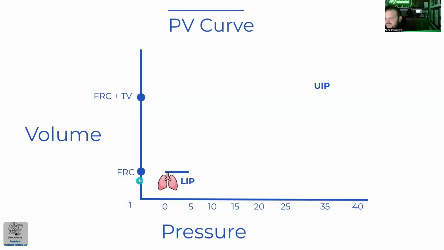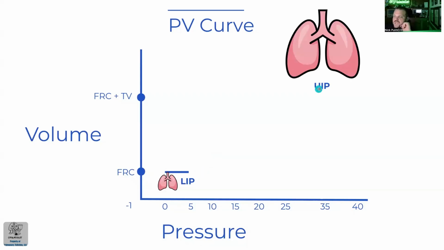So we set PEEP with the intention of being above this lower inflection point to avoid atelectasis trauma, which is also the basis for driving pressure in a lot of ways. We avoid the upper inflection point. The upper inflection point is just the opposite. As we put in more volume, we have a lot of pressure generated by putting the volume in. We try to avoid that because that's where you get barotrauma, from too big a volume.